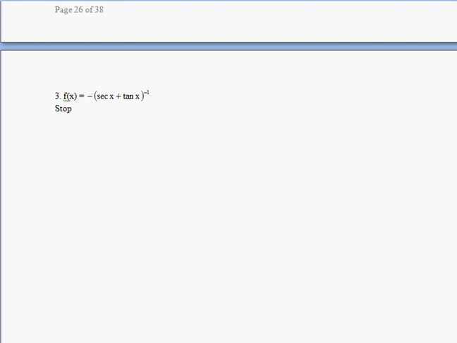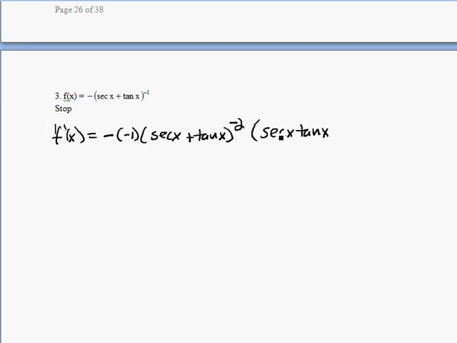Here's a little chain rule with a trig function. So our outer function is negative 1. Our inner function is secant plus tan. So our derivative, the outer function is negative 1, so we bring the exponent down and subtract 1. So that would be negative times negative 1, secant of x plus the tan of x to the negative 2 times the derivative of the inside, which is secant x tan x. Derivative of secant is secant tan. Derivative of tangent is secant squared x.